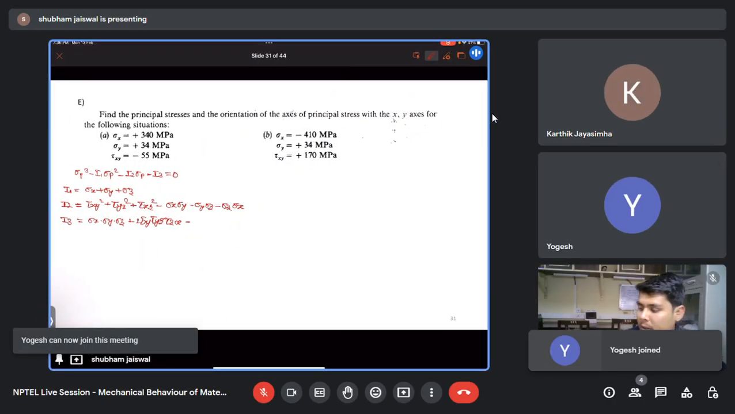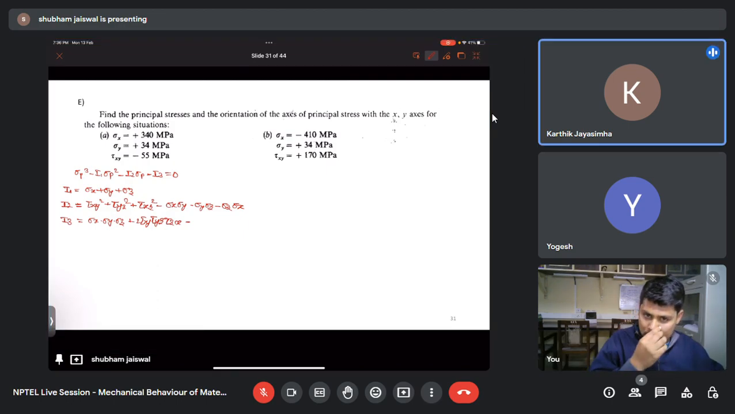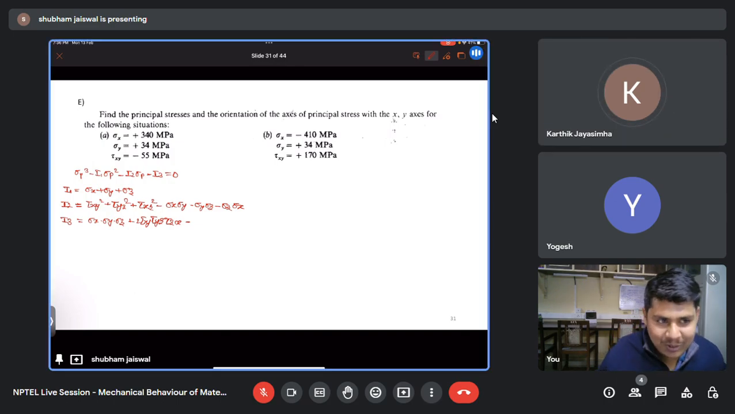and then what is this equation? Can you complete it? I3 is 0 here, sir. So here we have the equation: minus sigma x tau yz square minus sigma y tau xz square minus sigma z tau xy square.